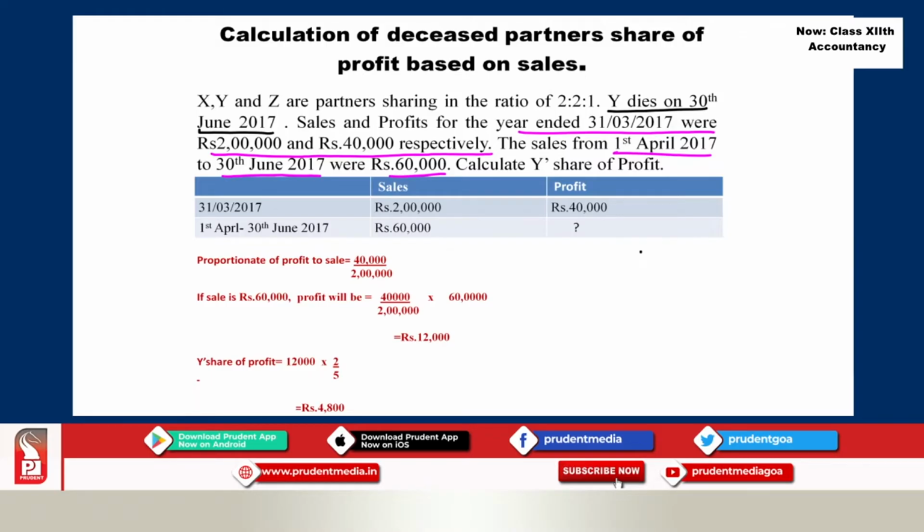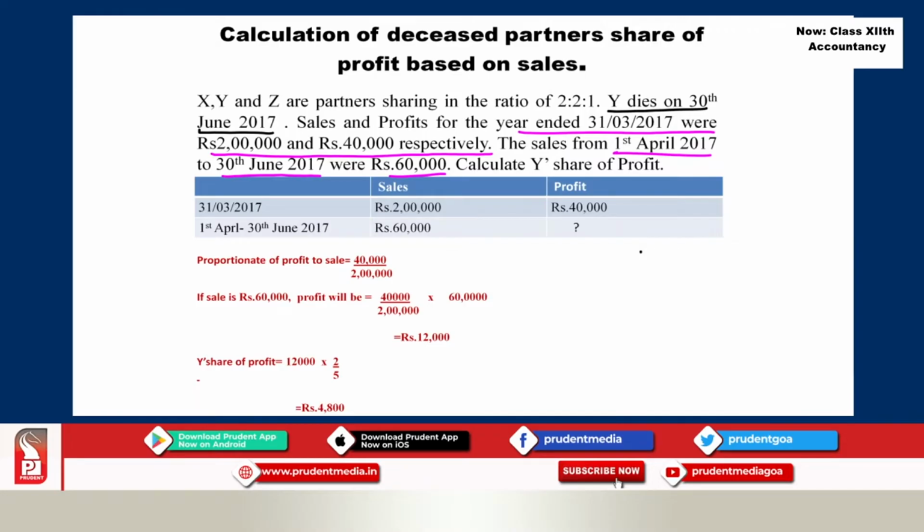And how do you find the profit? Based on the sales. So, what information is provided to you? Till 31st March 2017, your sales are 2 lakh, profit is 40,000. For this period, that is from 1st April to 30th June, how much are the sales? 60,000. So, how will we find out the profit? You have to use the proportionate method. Sales are 2 lakh, profit is 40,000. Sales are 60,000, what is the profit? Very simple. I am repeating, sales are 2 lakh, profit is 40,000. For this period we want the profit.